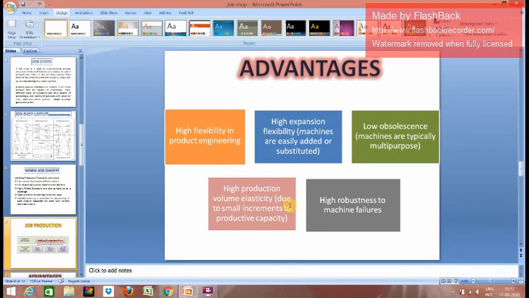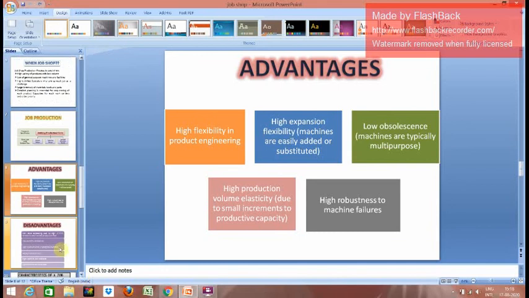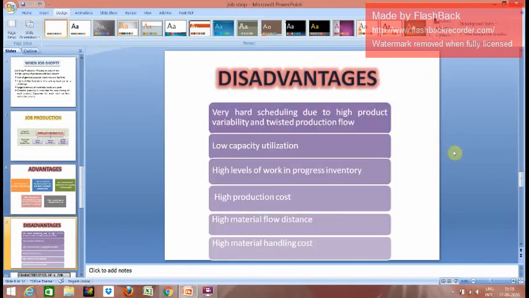High robustness to machine failure events, that means suddenly it must not fail, so it must be very robust. That means it should not fail at any conditions, at any adverse conditions. So it must have high robustness to machine failures.